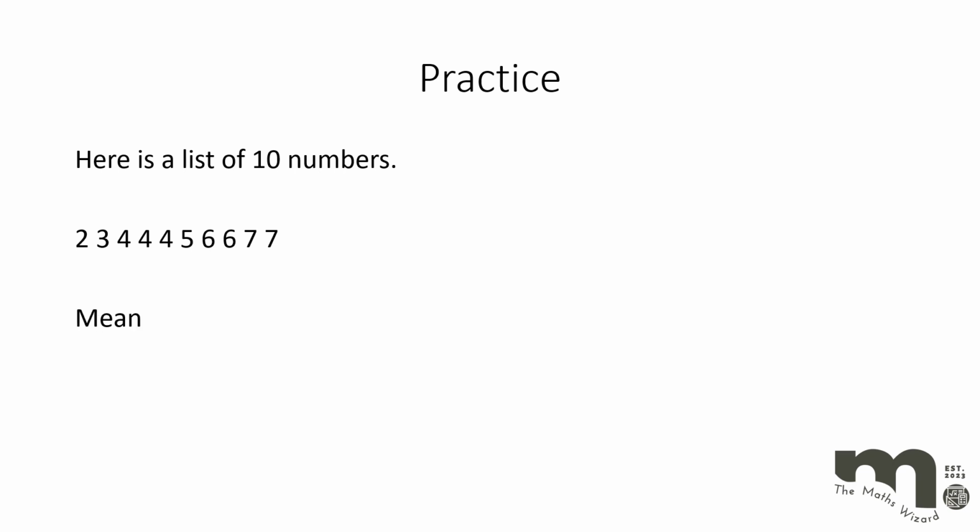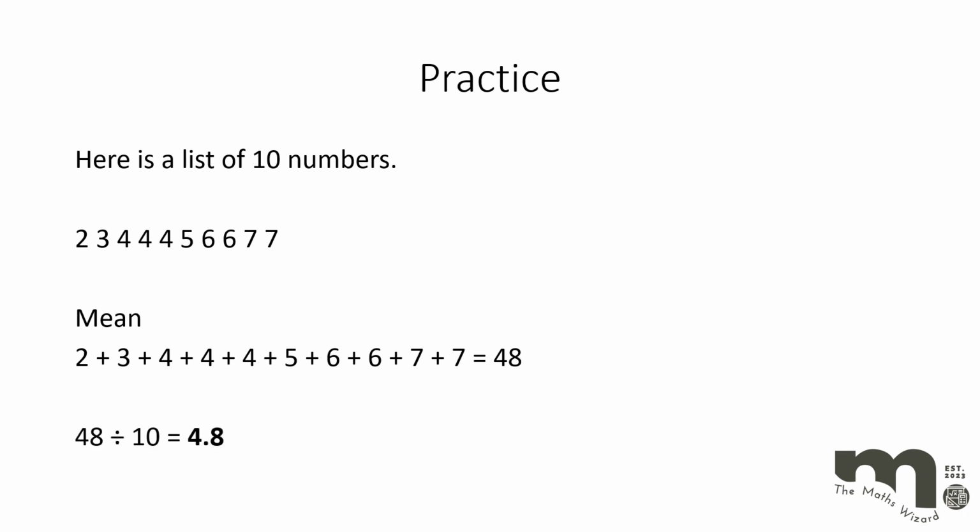Okay, so let's start with the mean then. Remember that for the mean, you need to add up the numbers and divide by how many numbers you have. So if we add up that list of numbers, we would get 48. And then if we divide that by 10, we will end up with 4.8. So the mean average here would be 4.8.